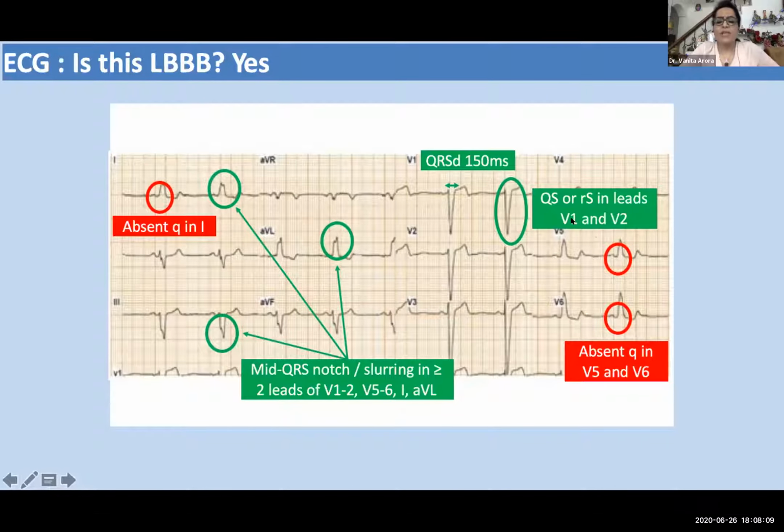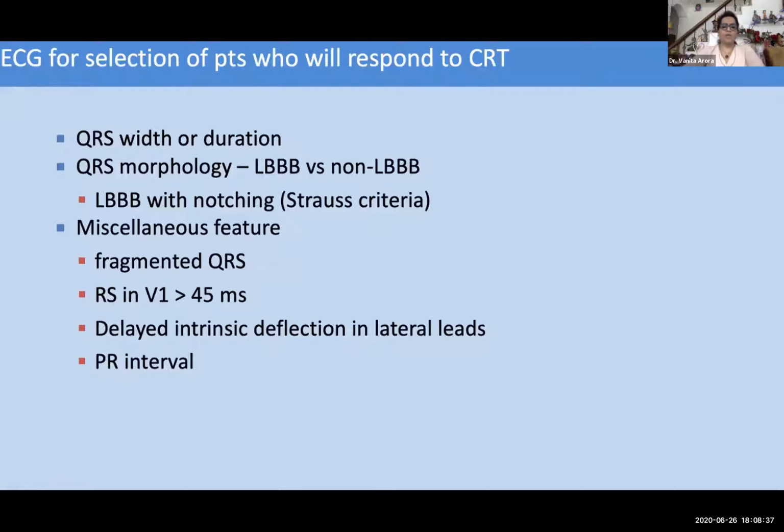You see there is absence of Q waves in lead 1, V5, V6. There is a mid QRS notching which is seen in lead 3, in lead V6. So even in lead 1 and AVL. So this is the kind of pattern you look at in the ECG to advise CRT in these patients, and they will definitely benefit. Let us look at what happens post implant also.